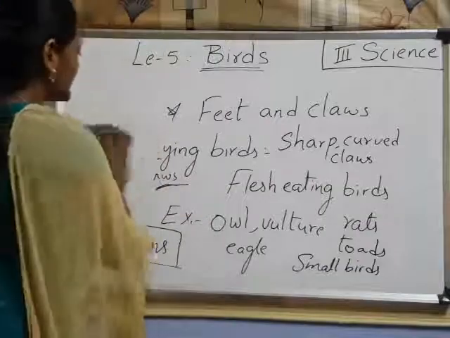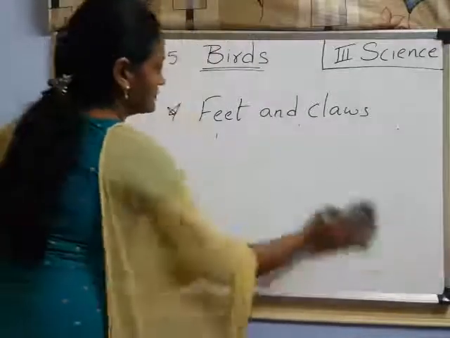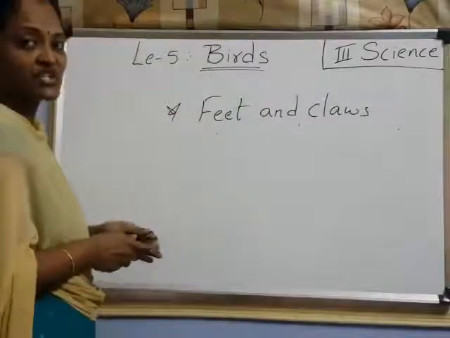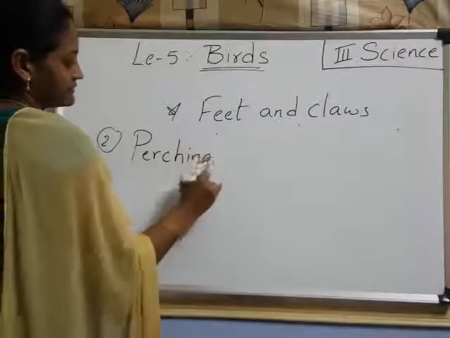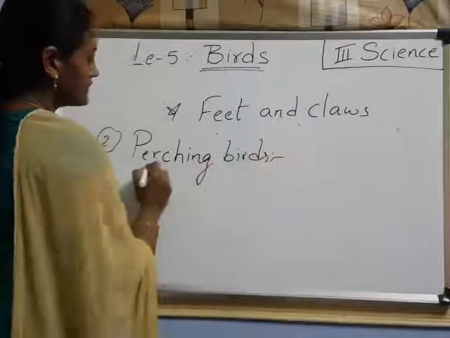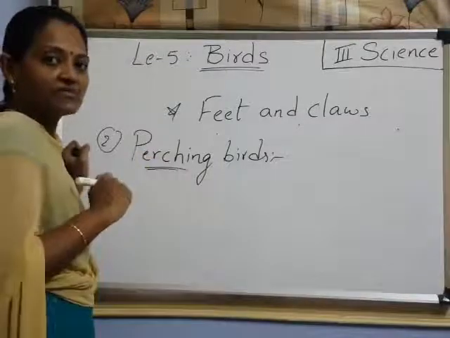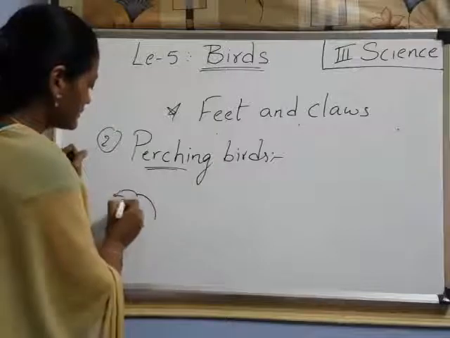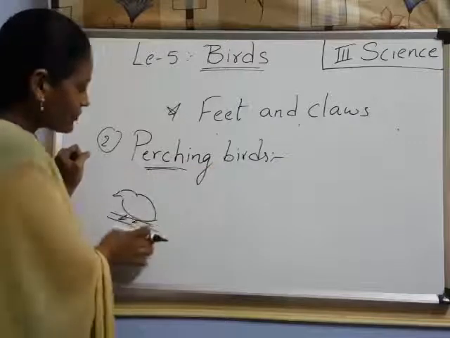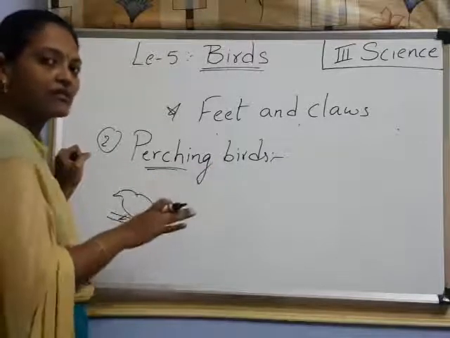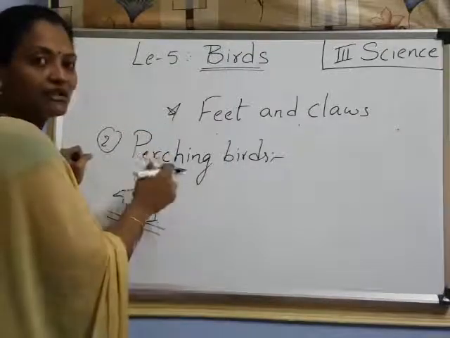Understood? Now coming to the second one. The second one, children, is perching birds. The second type is perching. Look here. Perching is nothing but holding on to something. Suppose a bird is there. This bird holds the branch very tightly, sitting or resting on the branch with its feet holding tightly. Those birds we call perching birds.